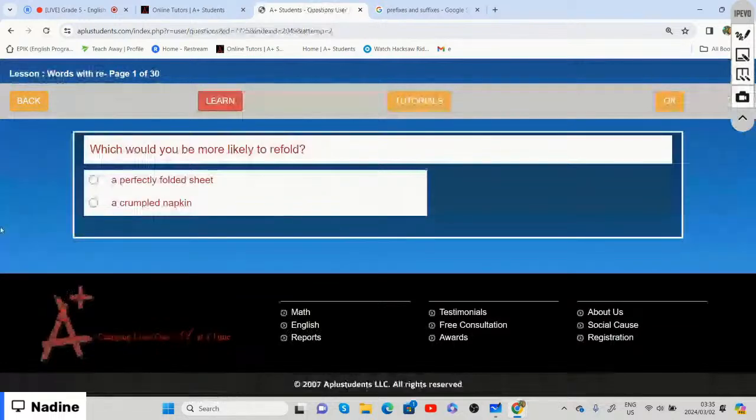So which would you be more likely to refold? We said that we would most likely refold something that is crumpled, that is not in order, right? And if we were to look at the two options, we would definitely go with a crumpled napkin, right? If a napkin is nice and straight, we don't need to refold that. So we'll go with a crumpled napkin.